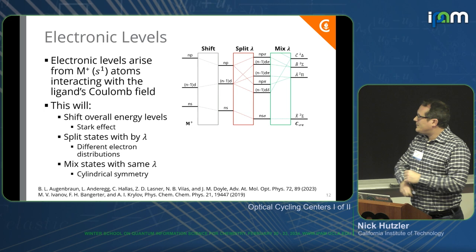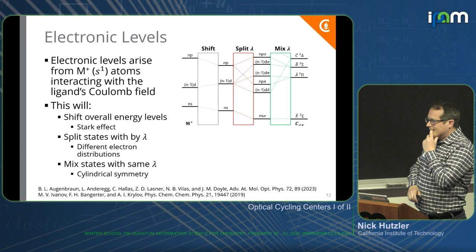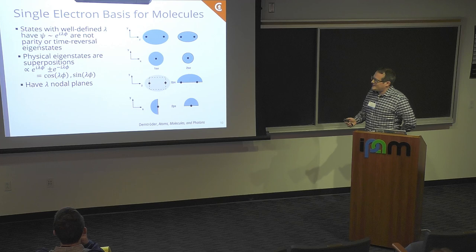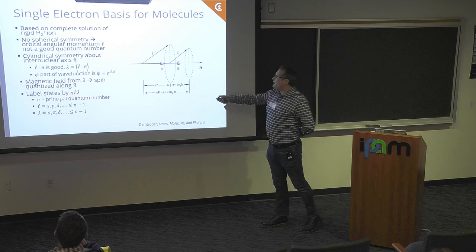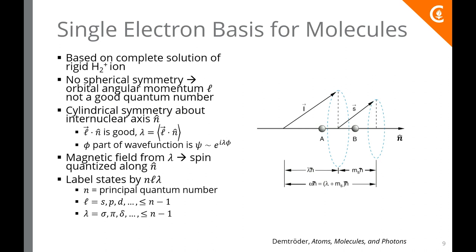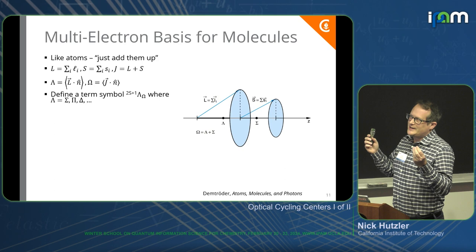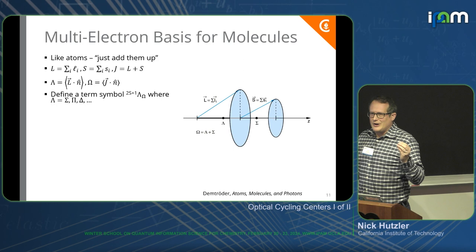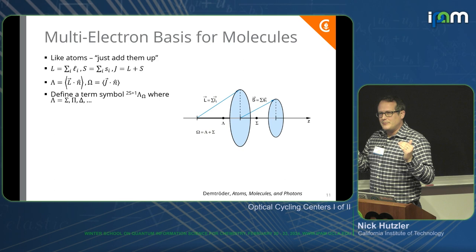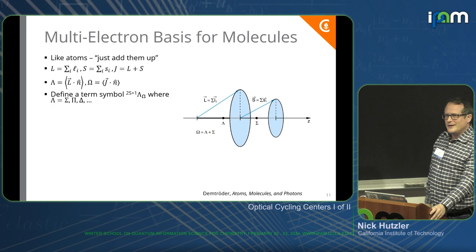Could you remind me again about what specifically lambda is? Yeah, lowercase lambda is the projection of a single electron's orbital angular momentum on the internuclear axis. And capital lambda is the sum over all the individual electrons. For these molecules with a single valence s electron, you can think of it like an alkali atom or a hydrogenic atom: a single valence electron on top of some filled core, which pushes the levels around a lot but doesn't change the gross structure in some sense.